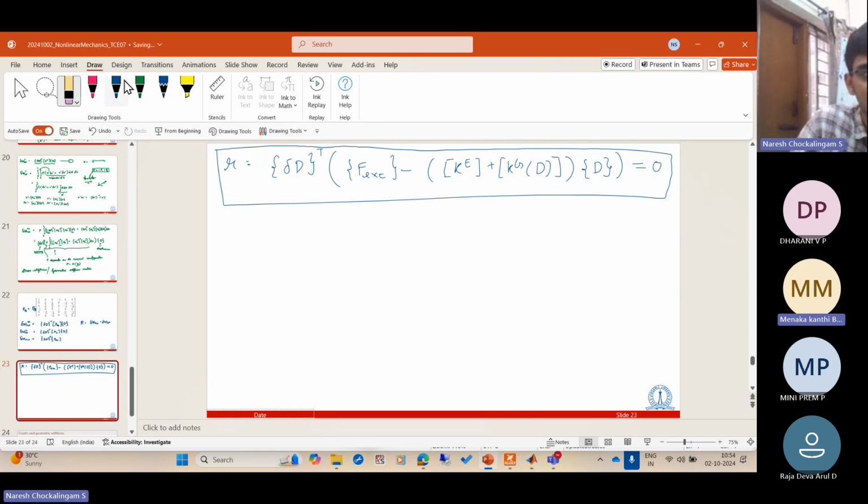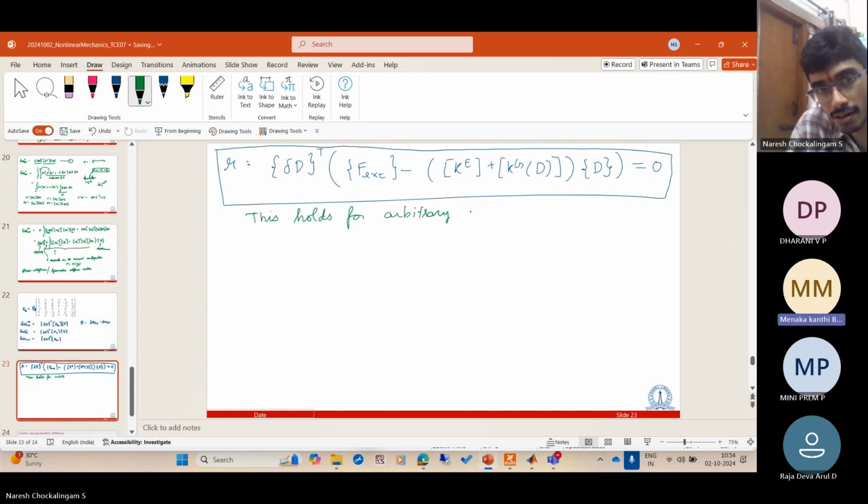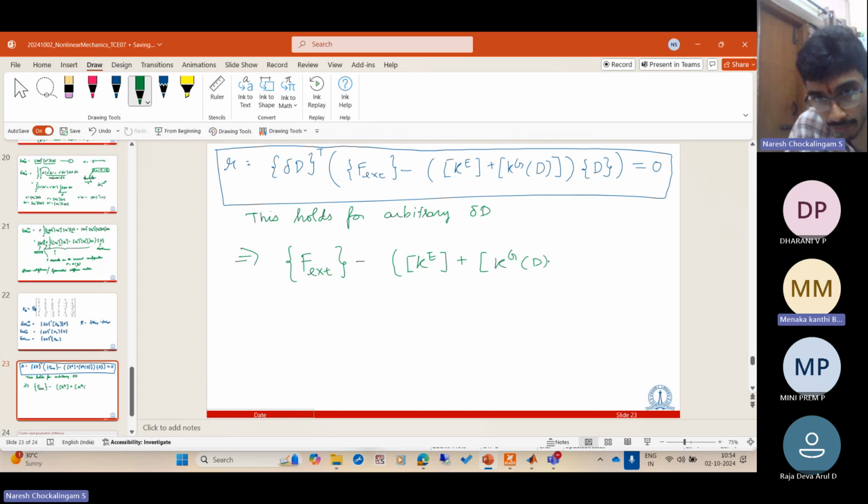So finally, this is the residual that we want to force to 0 by Newton-Raphson. And this holds for arbitrary del D, which means what is our equilibrium equation? F external minus Ke plus Kg, which is a function of D. This is our equilibrium equation.